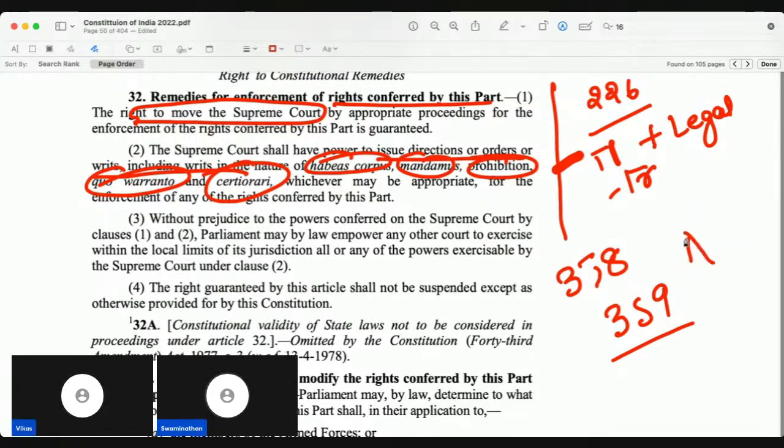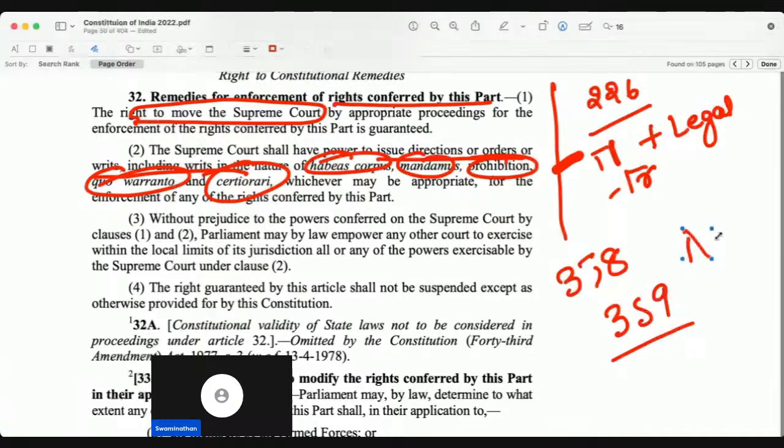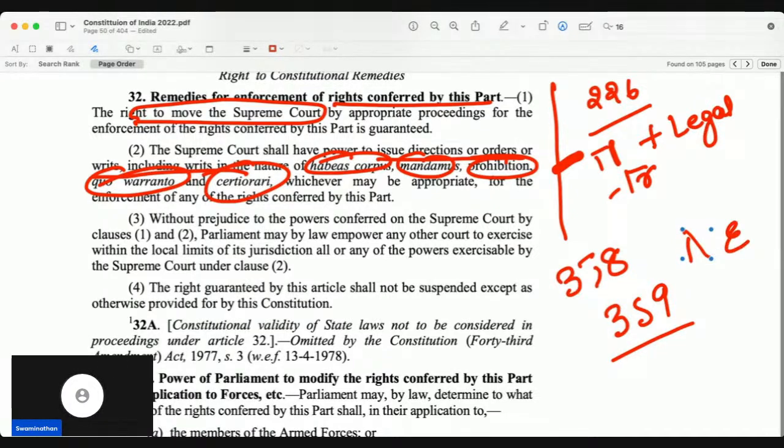And this is the case of national emergency. During the case of national emergency, the fundamental rights can be suspended, and the enforcement of those fundamental rights under Article 32 can also be suspended. Article 358 says if the national emergency has been imposed on the grounds of war or external aggression, Article 19 gets automatically suspended. So the fundamental rights of freedom, the six kinds of freedom which are available to us under Article 19, get automatically suspended in the case of emergency being imposed on the grounds of war or external aggression.